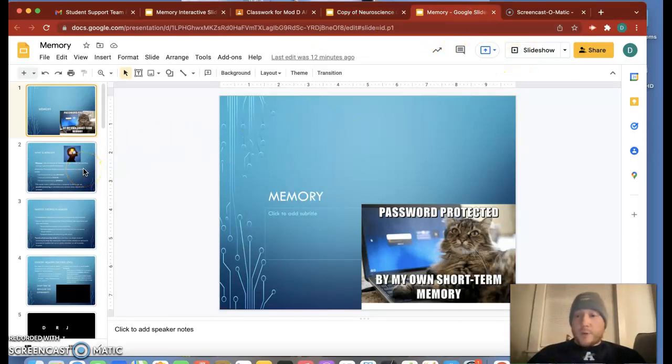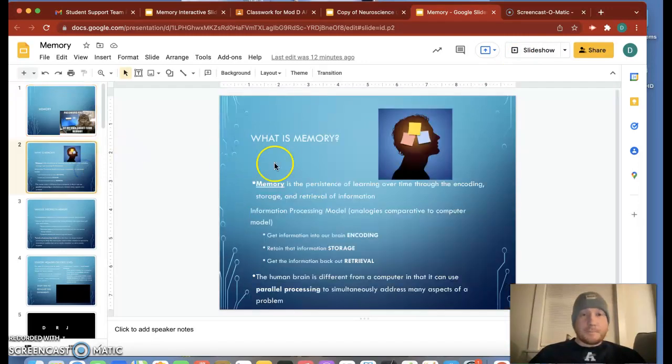So, memory. What is memory? All that good fun stuff. So, memory, the persistence of learning over time through encoding, storage, and retrieval of information. Just like when we talk about intelligence being learning something and applying it, memory is just learning something and then storing it. And then eventually retrieval, pulling it back out. So getting information into our brain is known as encoding. Retaining it, remembering it, is storage. And then retrieving is when you have to pull it back out.